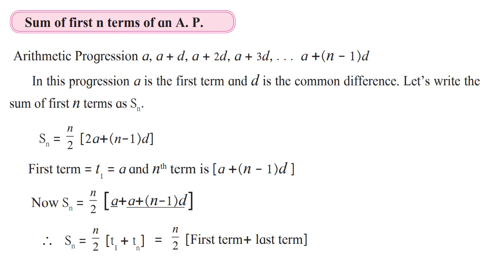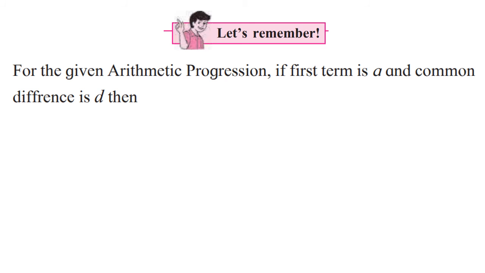So learn by heart both the formulas. Now let us go towards the problems, and before that we will see all the formulas together from this chapter. For the given arithmetic progression, if the first term is a and the common difference is d, then the very first formula which we have seen is of Tn, the nth term of an AP, that is Tn is equal to a plus (n minus 1) d.